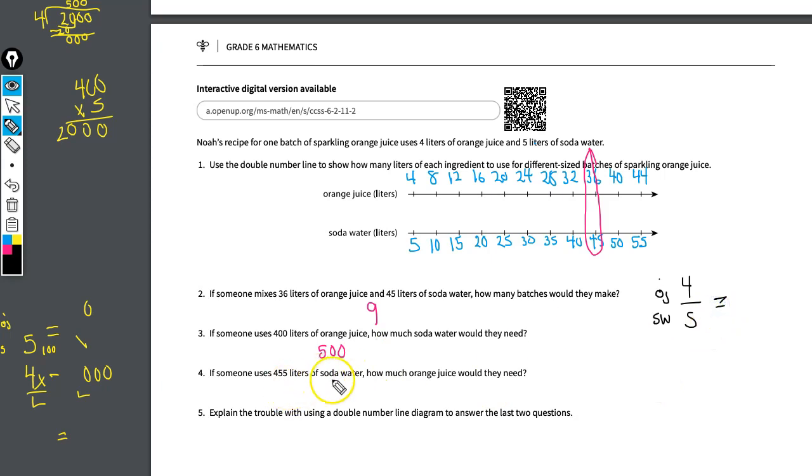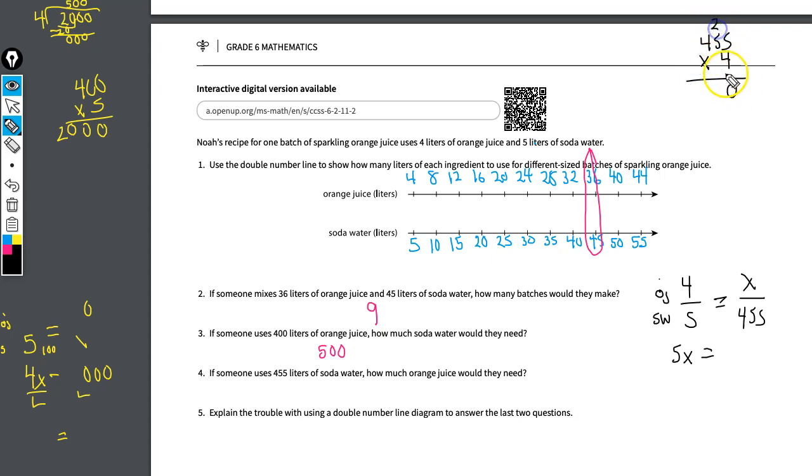So I've got my soda water. It goes down here. Yuck, this is going to be a mess. And then my something OJ. So I'll use cross products here, because I cannot tell you for the life of me what I have to multiply 5 by to get 455. But I can figure it out. So 5x, 455 times 4. That's a gross one, isn't it?